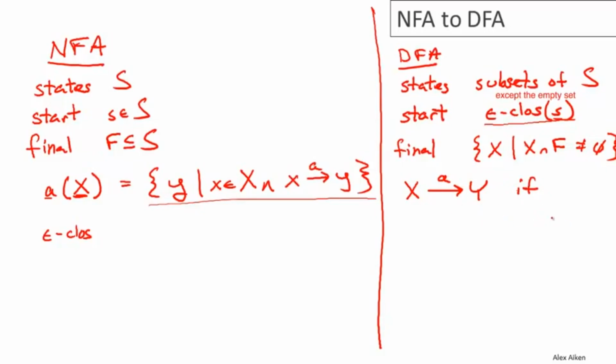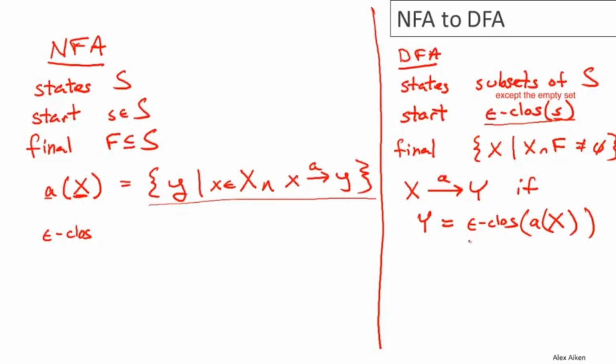So remember, we're in state X. And what do we need to know? Well, we need to know the set of states that we can reach on input A. And we just defined that. That's A of X. And then once we've seen where we can go from the set of states X on input A, there's also the possibility of making epsilon moves after that. So furthermore, we have to take the epsilon closure of that set of states. Okay? And so we'll say that there is a transition from X to Y if Y is equal to this set of states. All right?